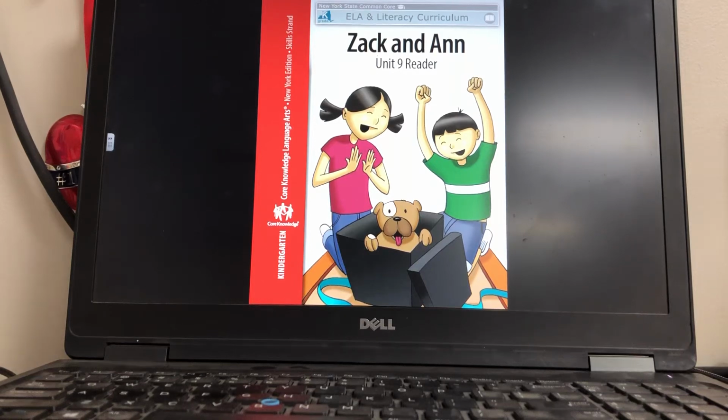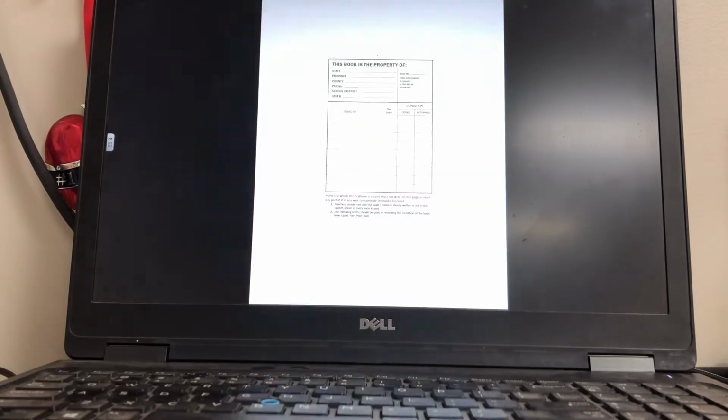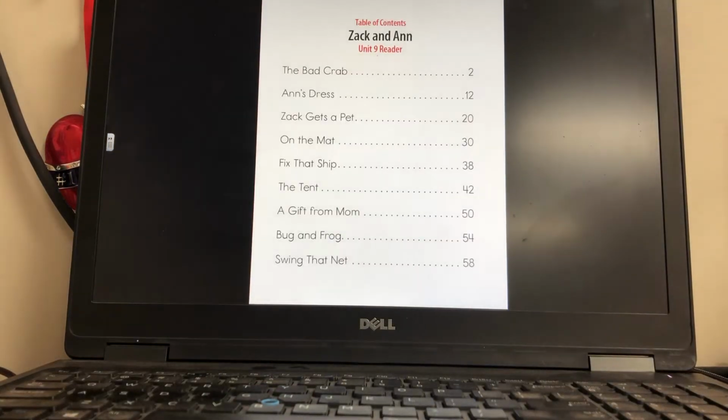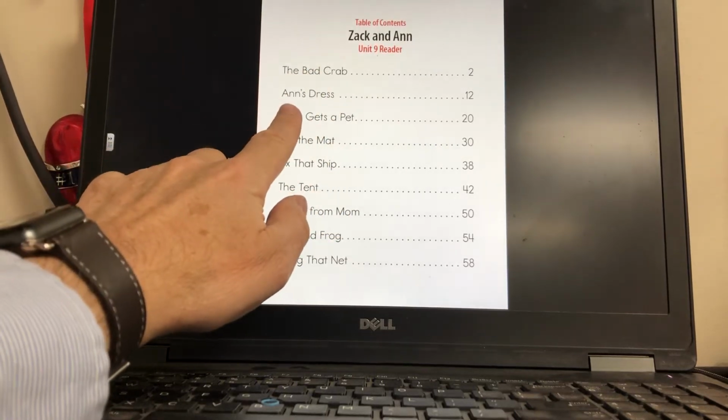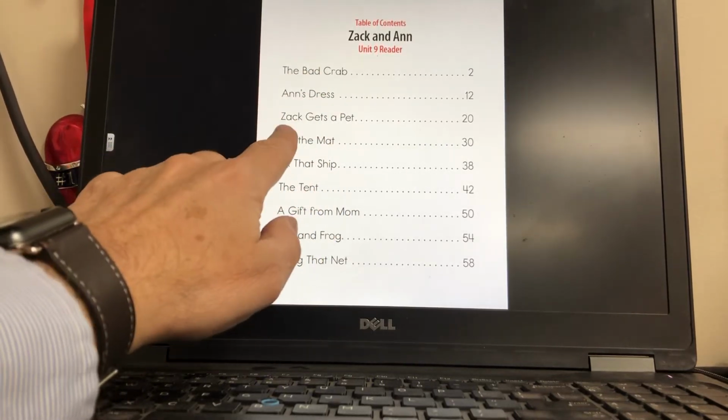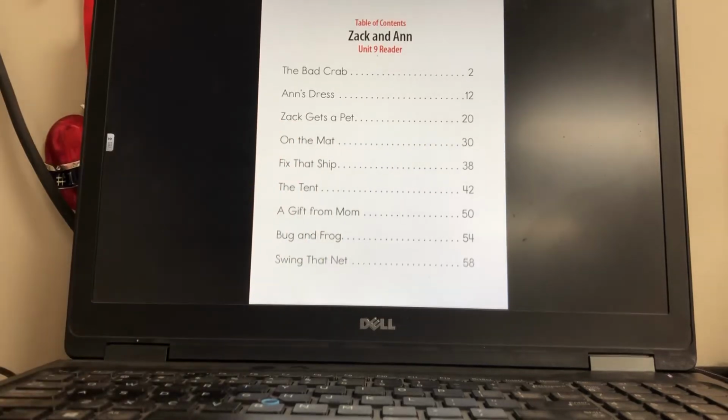Alrighty, here we are, ready to read Zack and Anne. Let's take a look at the table of contents. We've already read The Bad Crab, and we've read Anne's Dress. So today we're going to read this story. Why don't you give yourself a shot at that and see if you can read those words.